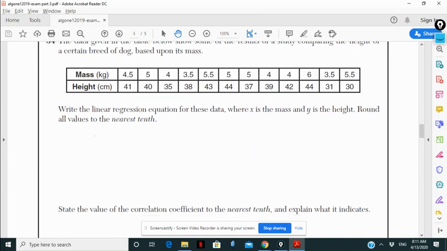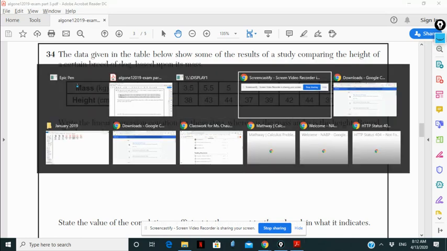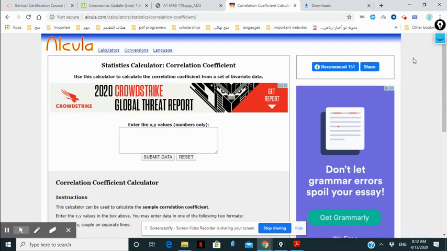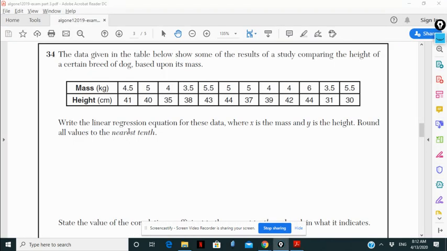Second question: the data given in the table below shows some of the results of a study comparing the height of a certain breed of dog based upon its mass. So I'm going to use the graphing calculator and I have to insert the values.